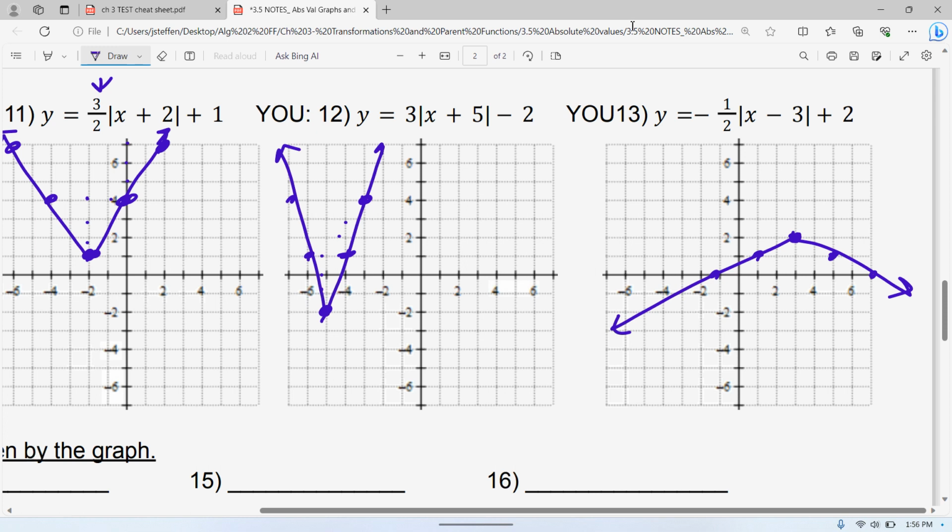Number 13, I went to the right 3, up 2, then my slope is -1/2, so down 1 over 2 to the right, and then to reflect it, I did the other one, down 1, 2 to the left. Any questions on those?